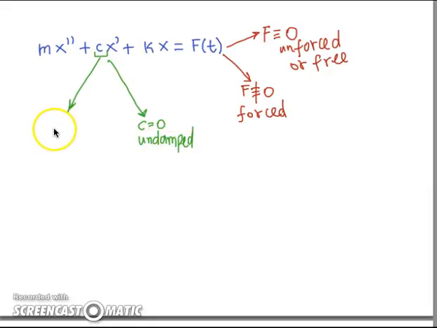And if this constant is strictly positive, if c is strictly positive, then we would consider the system damped, a system that is suffering the effect of damping. So whenever that constant c is strictly positive, then the system is damped. Whenever that c is 0, the system is not experiencing any effect of damping.